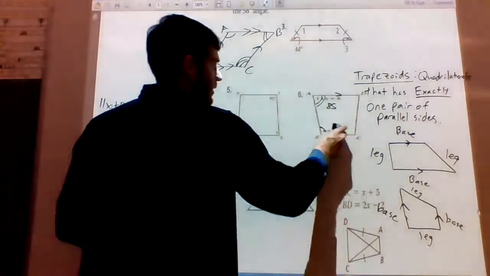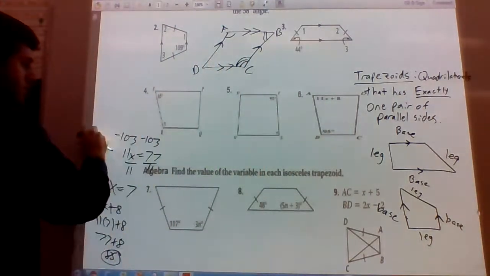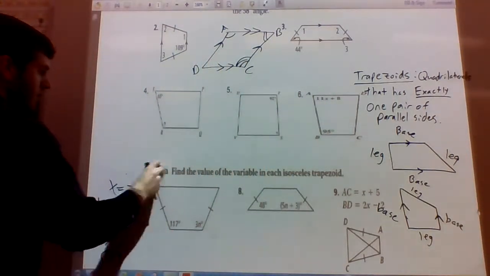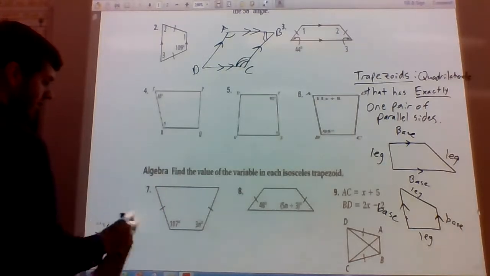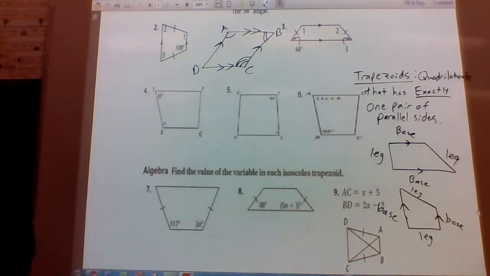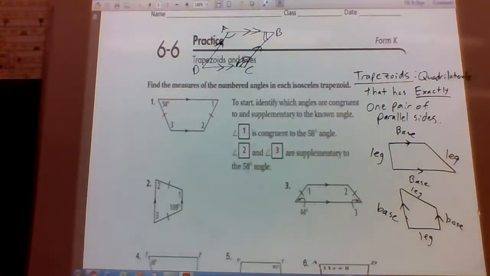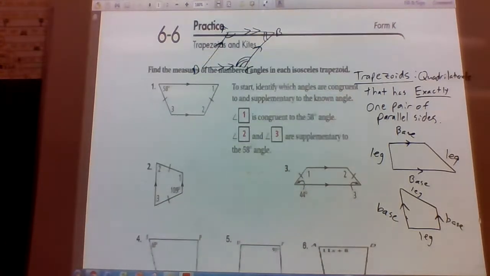Okay, so let's go back to 1, 2, and 3. So now that we have our regular trapezoids, which are defined as quadrilaterals that have exactly one pair of parallel sides, the only other property they exhibit is that the consecutive angles between the bases are supplementary.